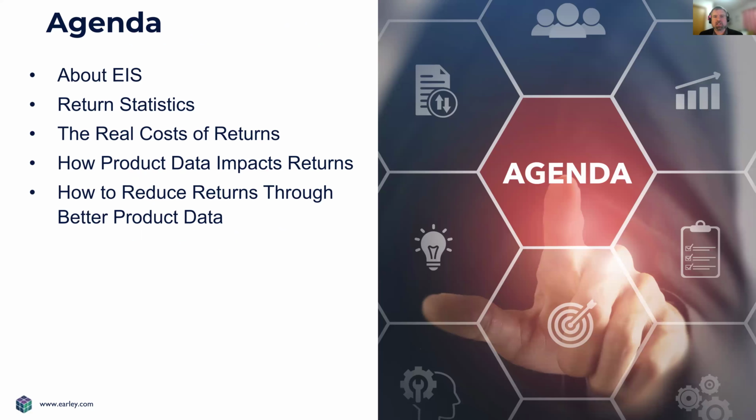Our agenda, we're going to talk a little bit about Early Information Science. We're going to talk about some return statistics, the real cost of product returns, how product data impacts those returns, and how to reduce those returns through better product data.